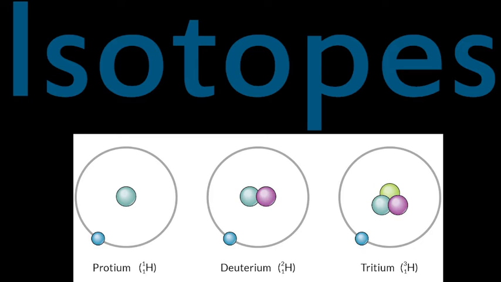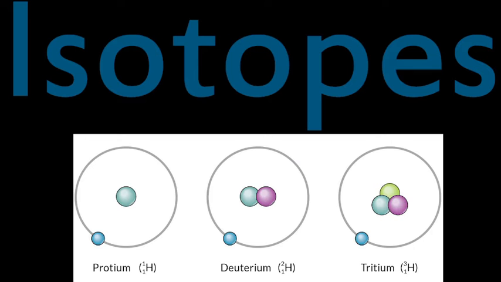Solution. Isotopes of an element have the same number of protons. Hence, all the lithium isotopes have 3 protons. They differ in the number of neutrons, which is calculated by A minus Z. Hence, the 3 isotopes have 3, 4 and 5 neutrons respectively.